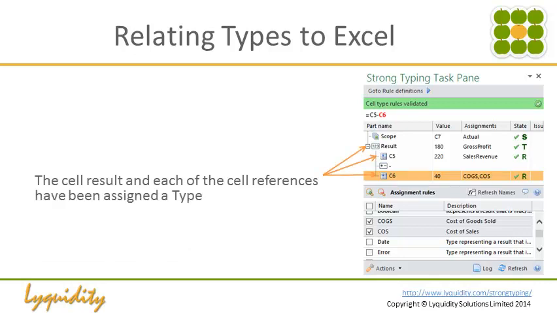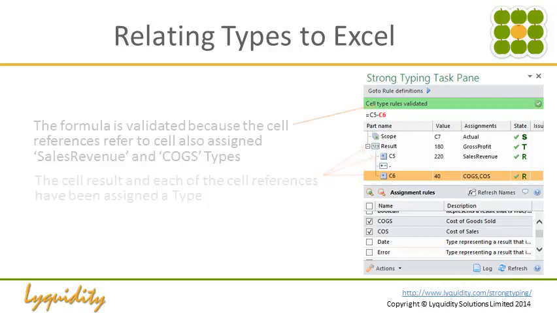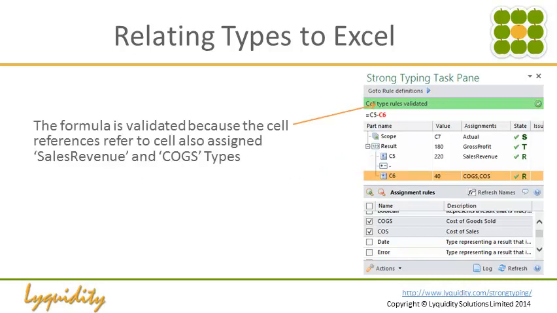Each component of the formula is shown as a node in the graph. It is this graph which is shown in the top part of the task pane. The cell result, and each node that represents a cell reference in the formula, is assigned a type. You can see that the cell result has been assigned a type named gross profit. The cell at C5 is expected to have been assigned a type of sales revenue, while the cell at C6 is expected to have been assigned a type named either COGS or COS. In this example, the formula has been validated. The references in the formula are correct. That is, they refer to cells that have been assigned the appropriate type.